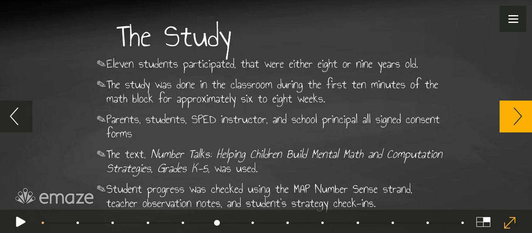When I looked at the MAP data, I looked at the fall MAP data as my starting point and the winter as the end point, and I saw some awesome growth. For teacher observation notes, I took notes weekly on what I noticed with students and which students I wanted to pull back and work on strategies more with. And then my students took strategy check-ins throughout the study to see how they were feeling with each of the strategies being taught.